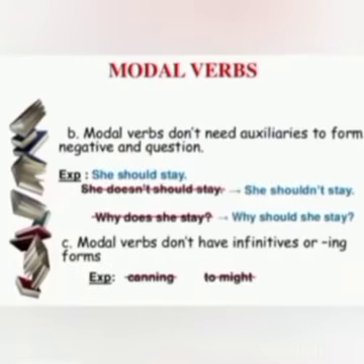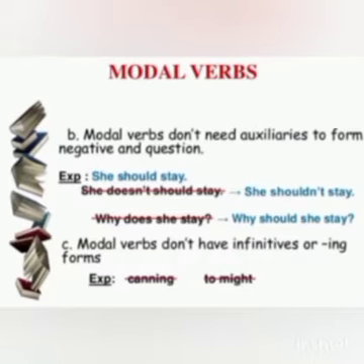Now let's move ahead. Modal verbs do not need auxiliary verbs to form negative and a question. You know children, we have learnt in the auxiliary verbs that when the auxiliary verb is missing, we add the magical auxiliary verb, the special one, do, does or did. But here we don't need any such auxiliary verb to make it a negative or a question. Like the example is, she should stay. If you want to make it a negative one, you will simply add the negative word not. She should not stay. Only not is added with the modal only, right?